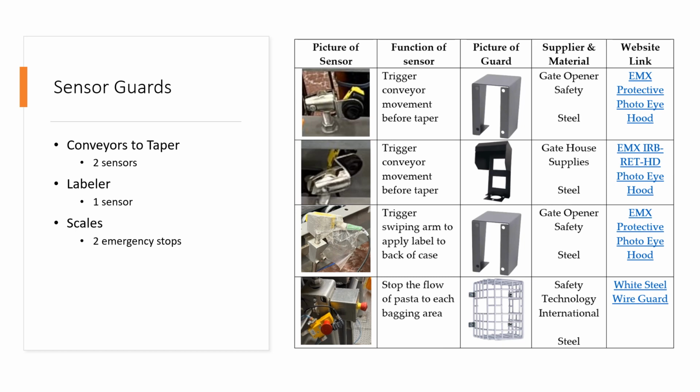And for the scales up by the pasta bagging room, there are 2 emergency stops that are used to stop the flow of pasta at each bagging area using airflow. These can often be struck accidentally because they're knee height in a crowded area. So our group provided the gate cover that can be seen, by Safety Technology International, which was also made of steel, for each of these emergency stops.